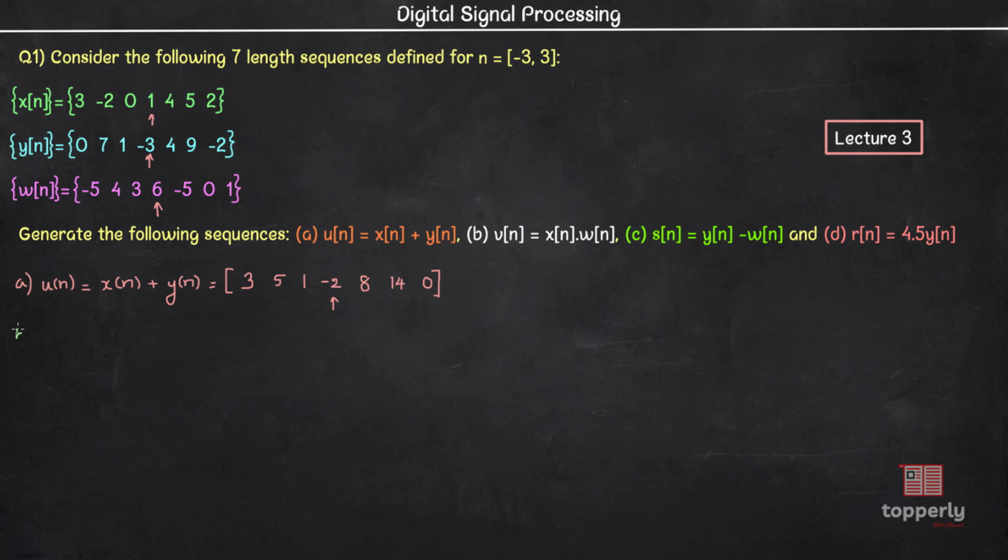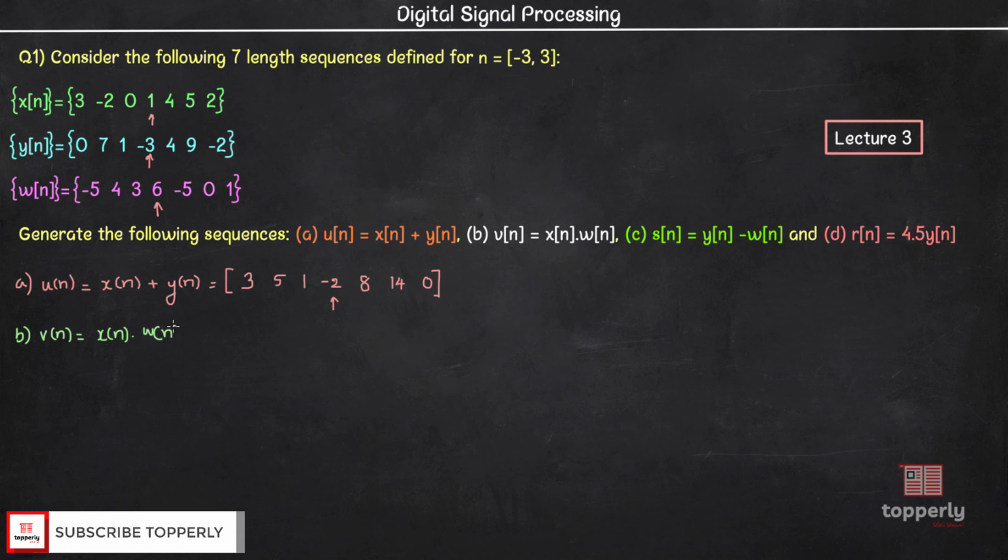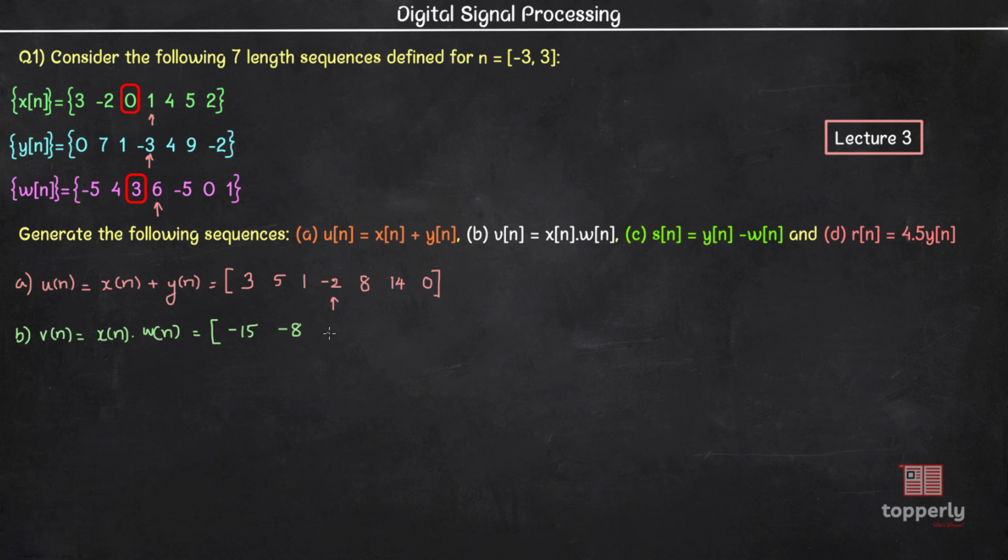Next we have v of n equal to x of n into w of n, which is equal to 3 into minus 5, which is minus 15, minus 2 into 4, which is minus 8, 0 into 3, which is 0, 1 into 6, which is 6, 4 into minus 5, which is minus 20, 5 into 0, which is 0, and finally 2 into 1, which is 2. So this is our sequence v of n.